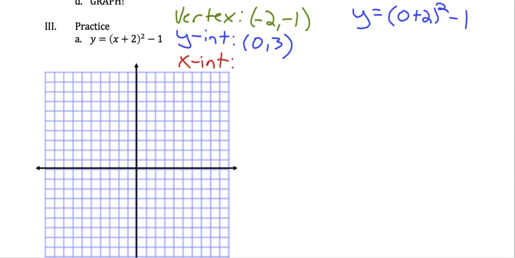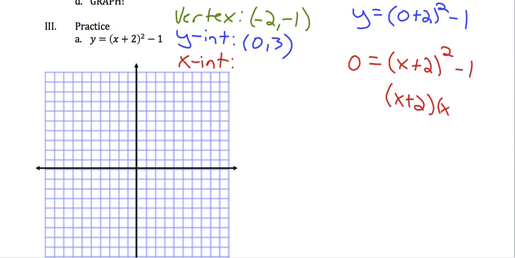Okay, we need to plug in 0 for y, and we get 0 equals (x plus 2) squared minus 1. You have a couple choices for solving this. Option 1, you could simply use the quadratic formula. Before you would do that, and I don't suggest you write this down, you'd have to multiply x plus 2 times itself, and then combine like terms with the 1. I don't recommend you do that.